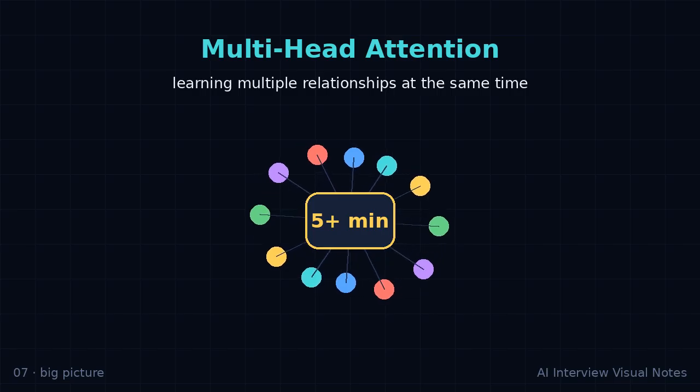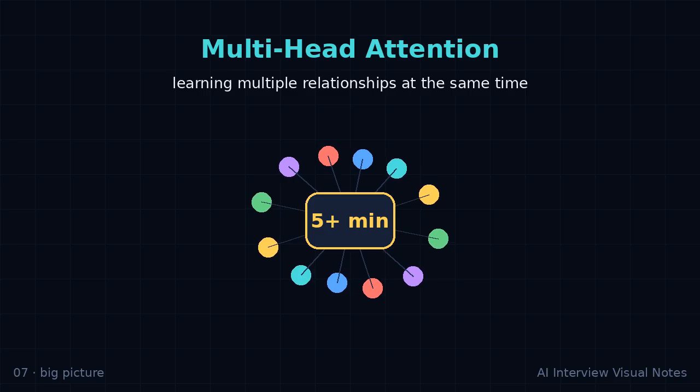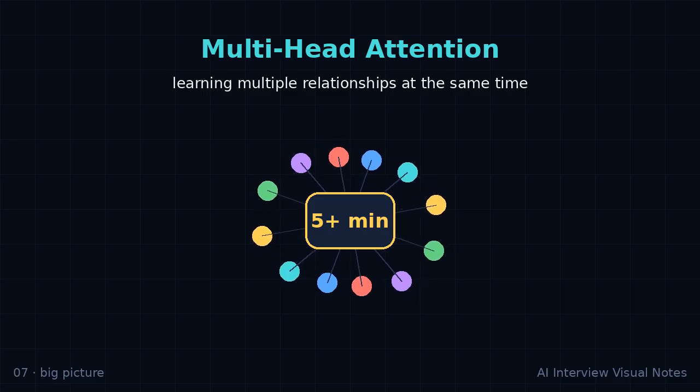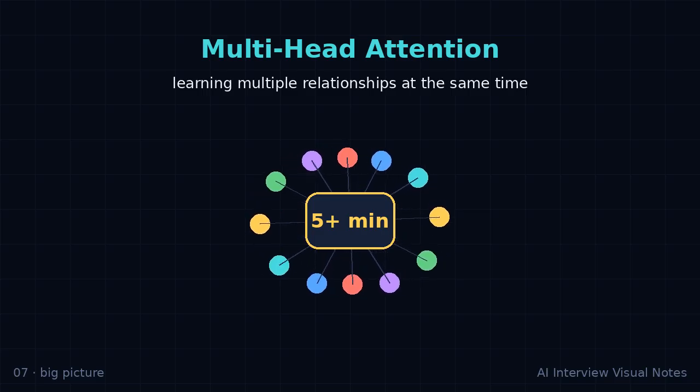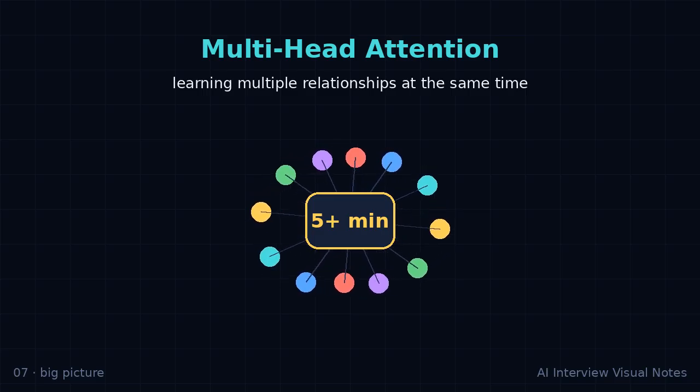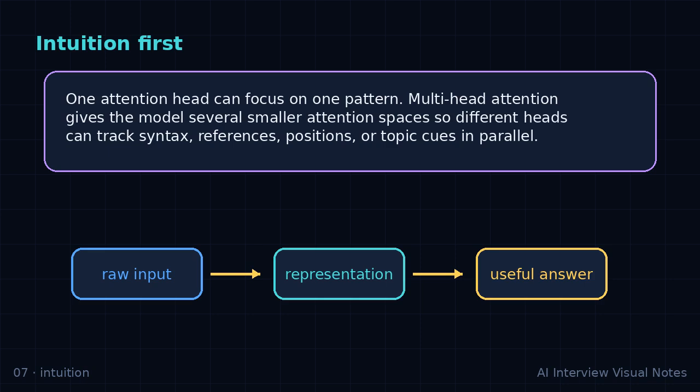Intuition. One attention head can focus on one pattern. Multi-head attention gives the model several smaller attention spaces so different heads can track syntax, references, positions, or topic cues in parallel. If you remember only one thing, remember the shape of the problem. Raw information is transformed into a representation that makes the next decision easier.